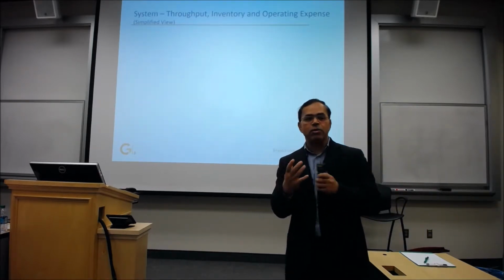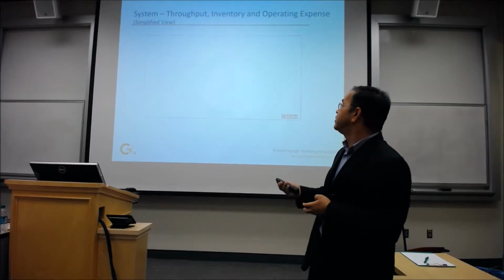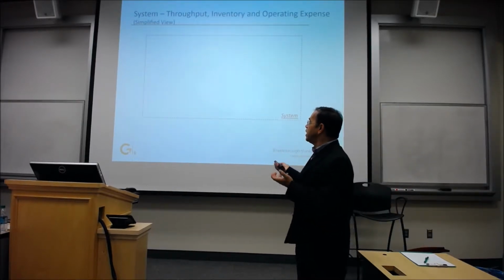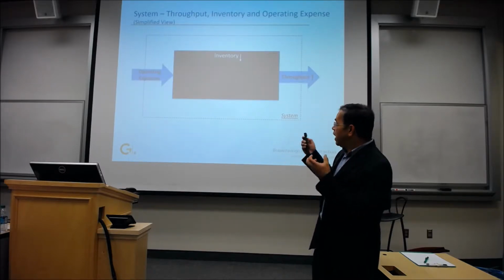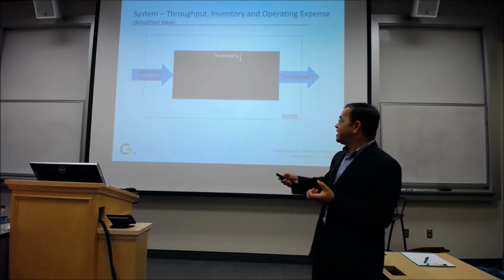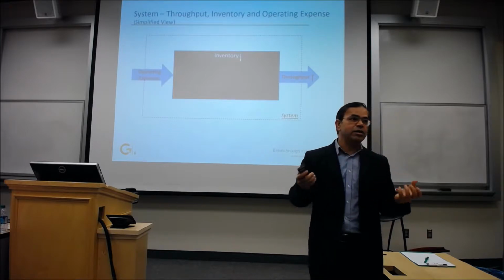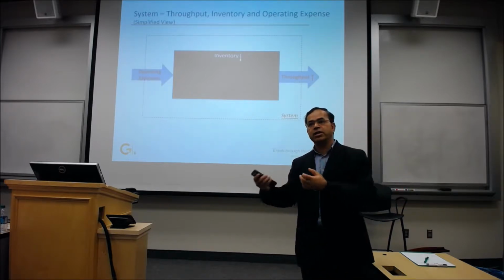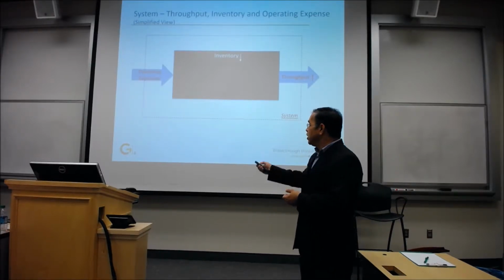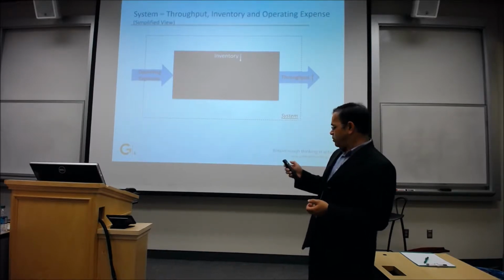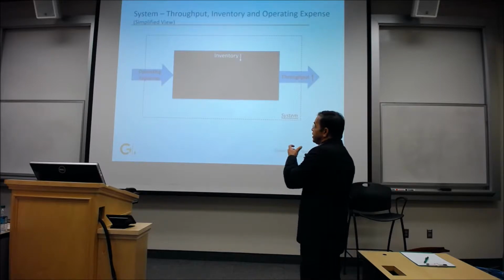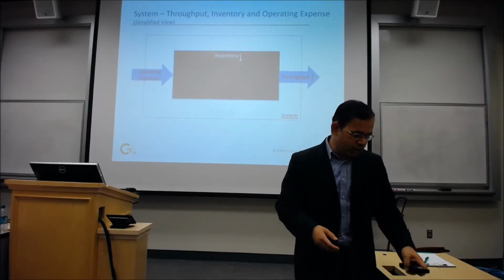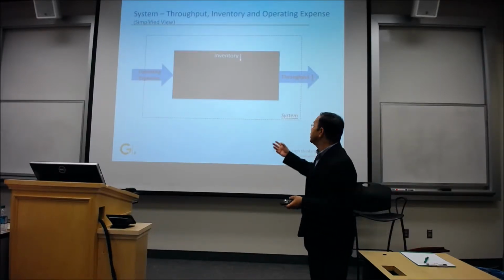So now let's talk about what TOC is. If I draw a line and call it a system, every system has some things inside, call that inventory. All the stuff that has not yet been produced. There are three things in the system we need to worry about at the highest level.